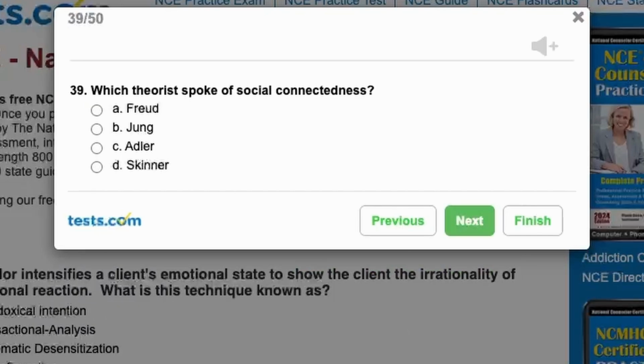Which theorist spoke of social connectedness? A. Freud. B. Jung. C. Adler. Or D. Skinner.